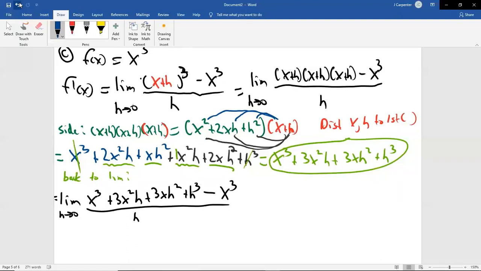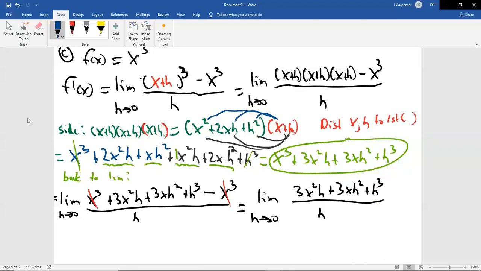Okay, a lot of ugly work so far, but all for a cause, because guess what? The x cubes cancel on the top. There are only terms with an h in the top now, which is generally what we want to see. So now we have equals the limit as h goes to 0 of 3x squared h plus 3x h squared plus h cubed, all divided by h. If you want, you can just cancel out all the individual h's, or you can take a GCF out.